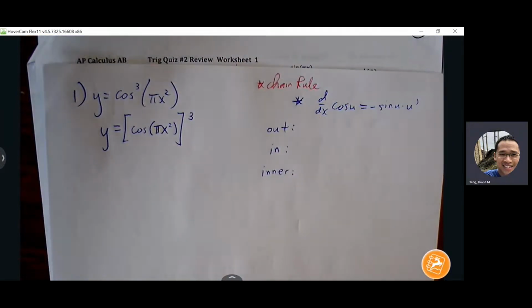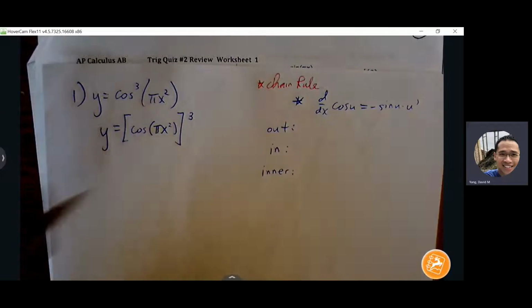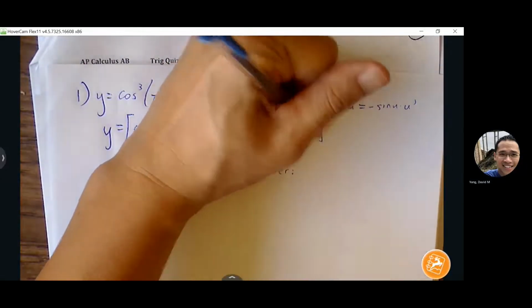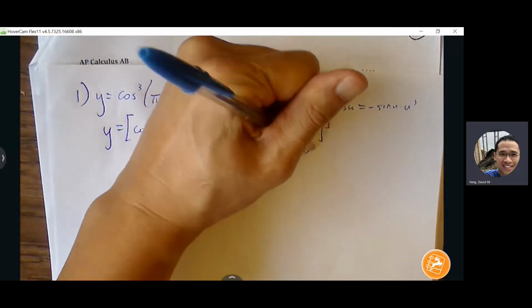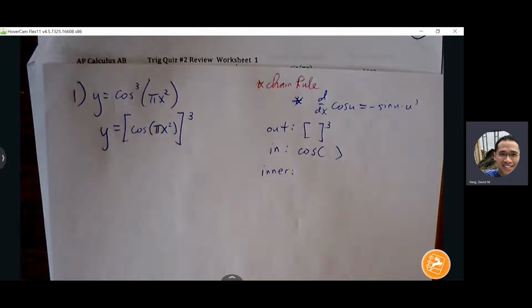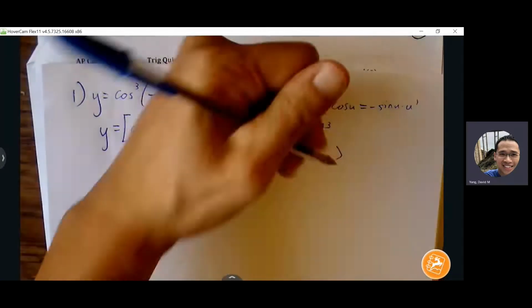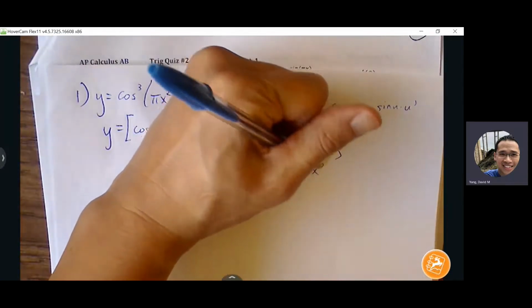Okay, what represents the outside? Bracket q. Inside is just the cosine. Let's just do cosine parentheses. And finally, the innermost portion is that pi x squared.